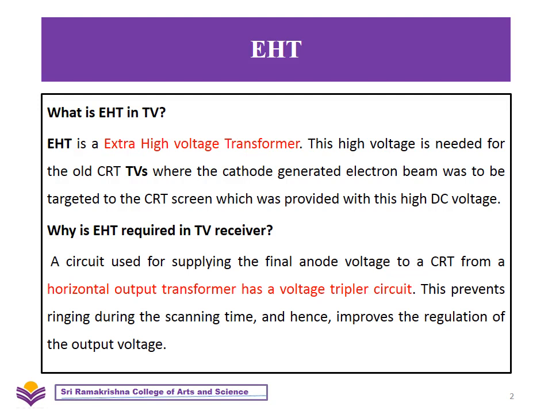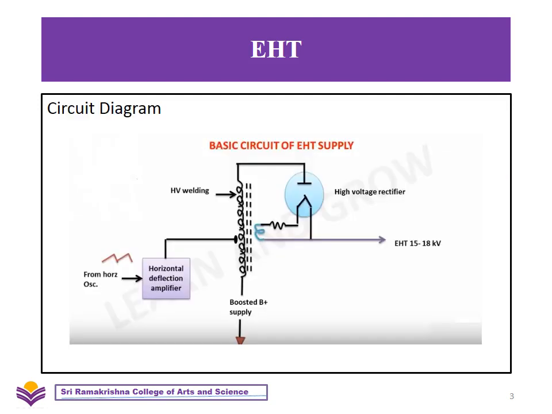This horizontal deflection amplifier will process the signal and it will be given as an input to the circuit. This prevents ringing during the scanning time, and it also helps to improve the regulation of the output voltage. In this slide, a circuit arrangement is shown to explain the operation of EHT.